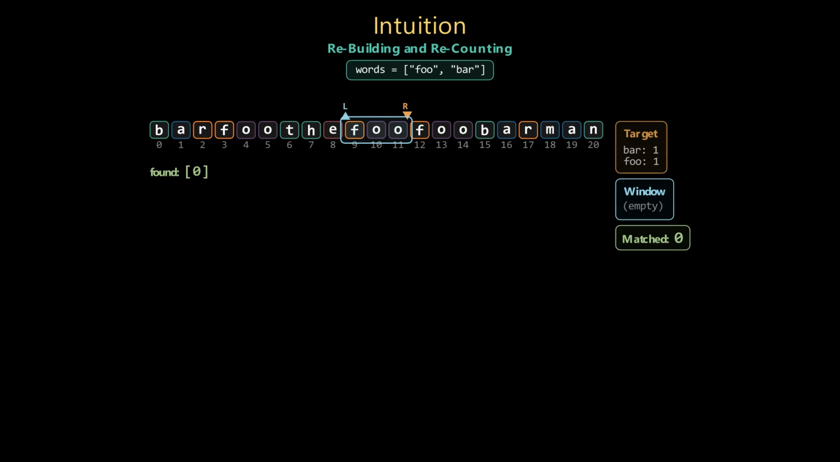With the obstacle cleared, we begin rebuilding our state. Our right pointer reads foo at index 9 and logs it into our refreshed window map. Since this is our first copy of foo in this new window, it represents valid progress under our target limit. Our matched counter ticks back up to 1.